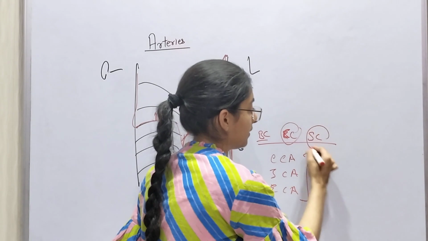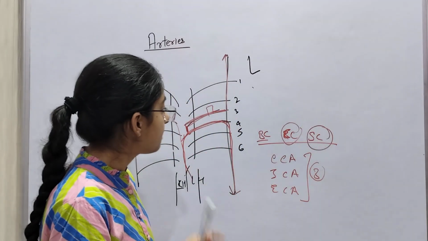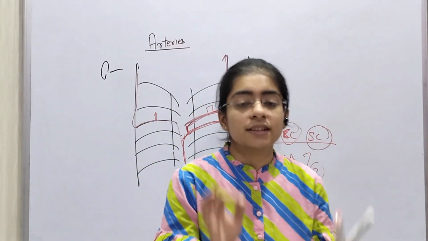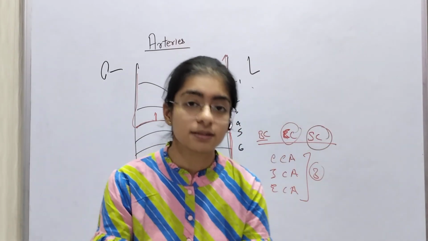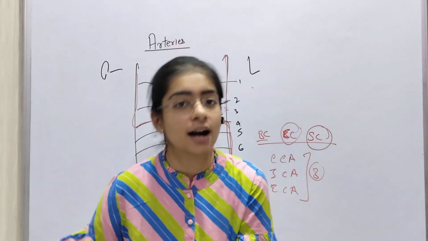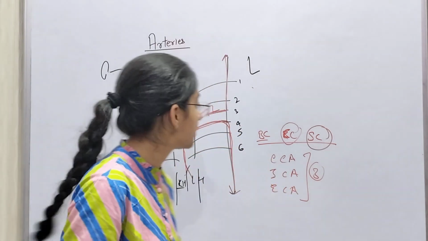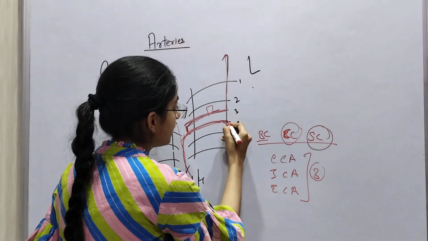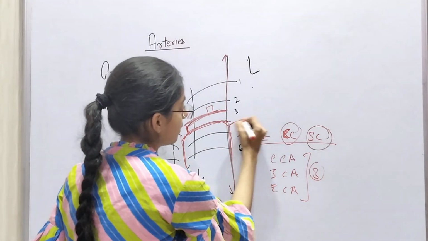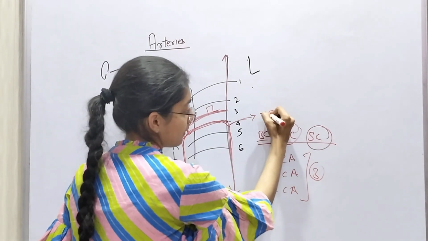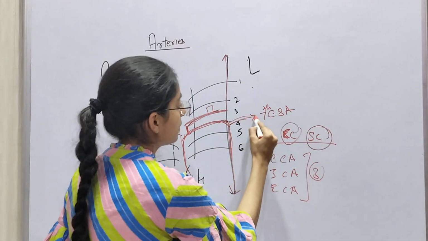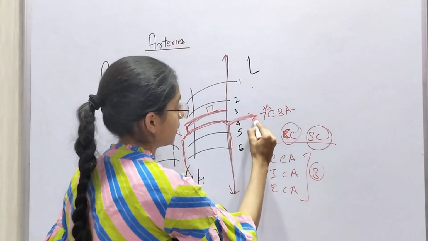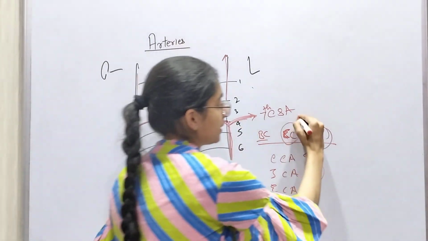Next is the subclavian. Subclavian starts with S, so the 7th cervical segmental artery. This is the main component here. When it is joining the dorsal aorta, we are having the 7th cervical segmental artery, and this will form the subclavian. So we are done with this and this.